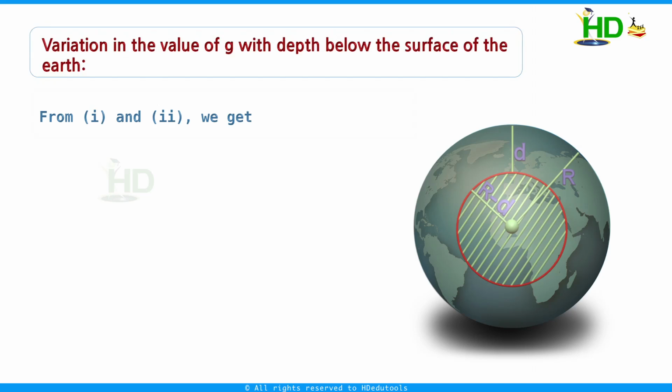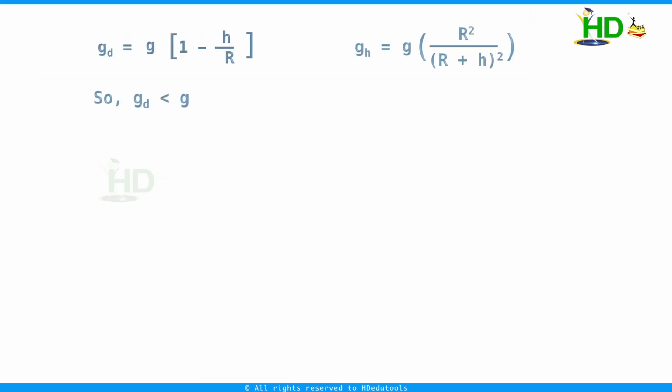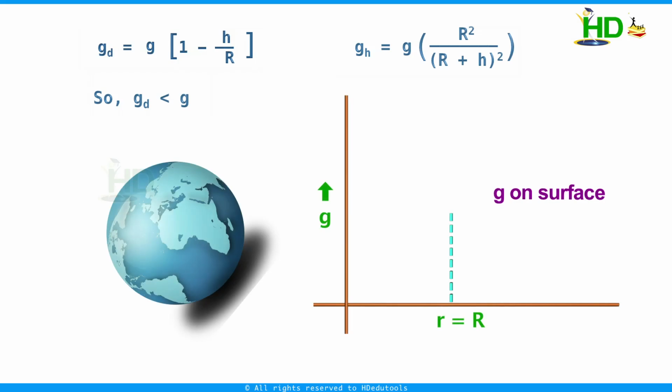Now from these two equations we can write g_d/g = G × (4/3)π(R−h)d divided by G × (4/3)πRd, or this is equal to (R−h)/R, or the acceleration due to gravity at depth h is g_d = g(1 − h/R). As (R−h)/R is less than 1, we can say the value of g_d is less compared to g. That means as we are moving into the Earth, the value of g decreases.